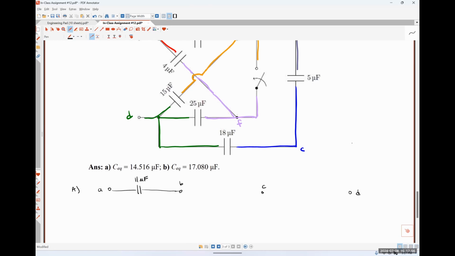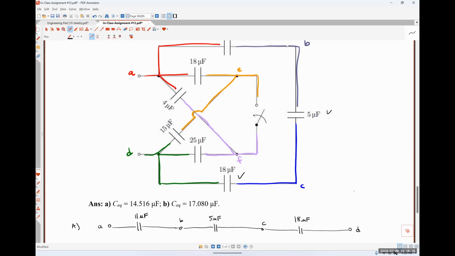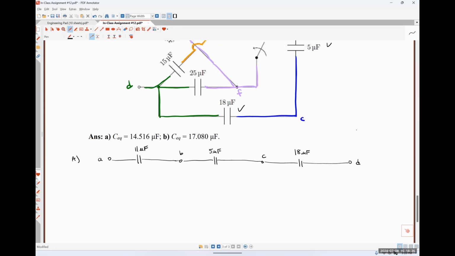From B to C is 5 microfarads. From C to D is 18 microfarads. And we have taken care of this outside path here. So now we have our interior paths, okay? So it looks like I could go from A to E to D, or from A to F to D. So effectively, those two paths are going to be in parallel.